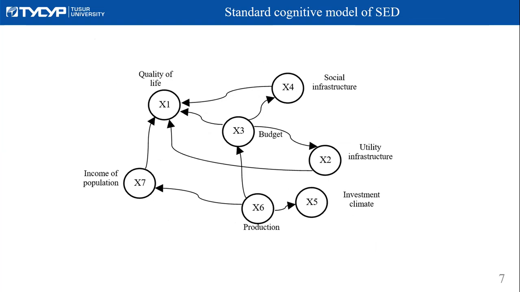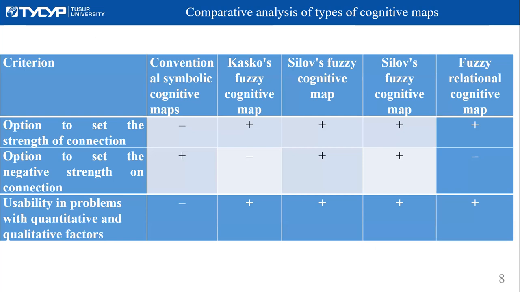The standard cognitive model on this slide was built based on a set of indicators used to assess social and economic development, and this model can serve as a basis for modeling of social and economic development in a specific territory. Analysis of various types of cognitive maps shows that there are two that are quite adaptive on this slide. However, based on these criteria, Silov's fuzzy cognitive maps and fuzzy production cognitive maps are a better choice. The former are the preferred choice for the purpose of modeling signs, the latter are used for design and analysis of semi-structured systems.